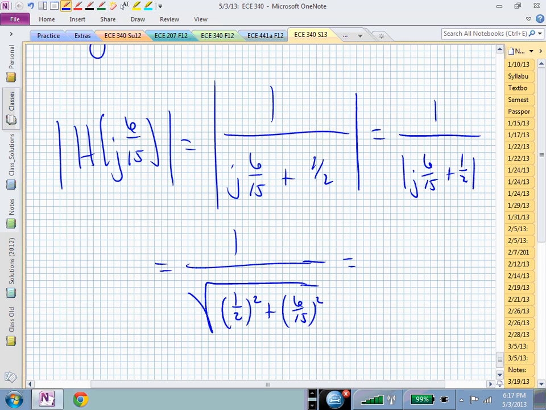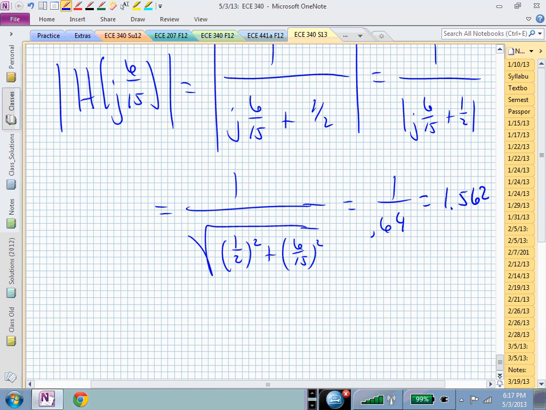Then we take the square root of that and then divide into that. If you do that, that ends up with 1 over 0.64. Can't read my own writing, which is now this 1.562. And that now scales to 5.